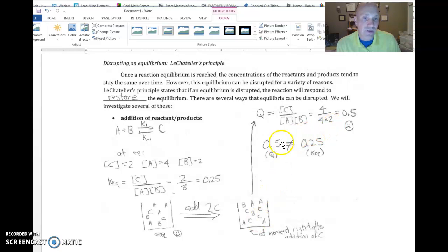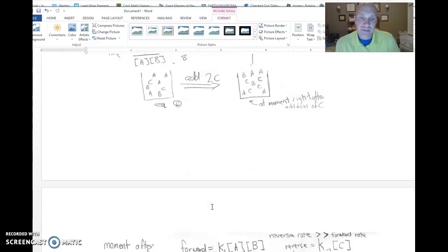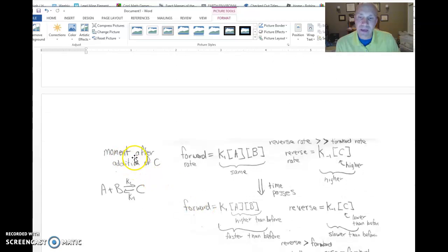That's because your Q value, which is 0.5, does not equal your equilibrium value. Think of your equilibrium value as the value that Q wants to be at when it's at equilibrium. You can think of it as the state where the reaction is happy. So how is this going to affect the reaction? Let's go back and consider the moment right after the addition of C.